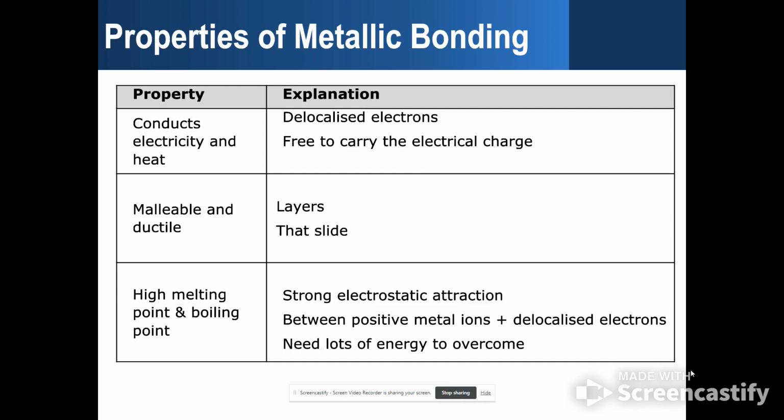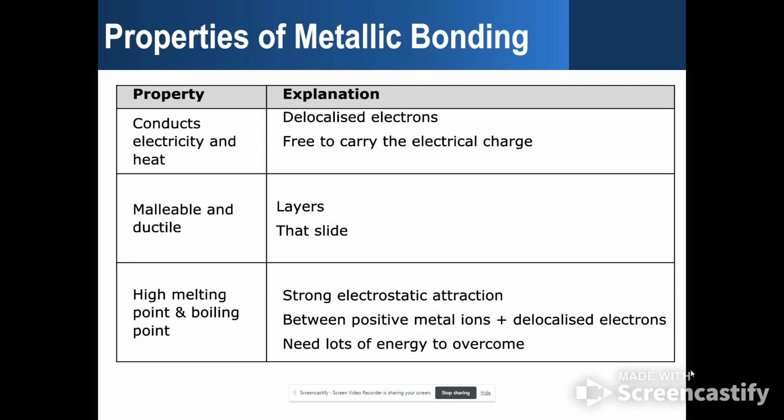Properties of metallic bonds are the same as from GCSE, but it's definitely worth a revise. They conduct electricity and heat really well, so they are good conductors. The reason is they have delocalized electrons that are free to carry the electrical charge. They are malleable and ductile. Malleable means you can change the shape when you exert a force, and ductile means they can be pulled into wires. The reason for both of these properties is that the positive metal ions are arranged in layers that can slide. They have high melting points and high boiling points.